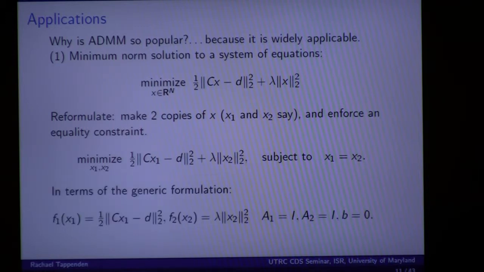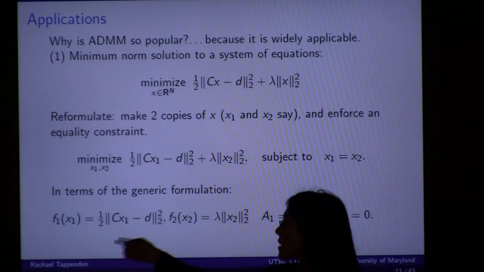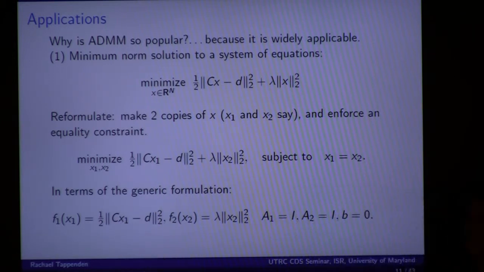Here, in terms of the generic formulation, f1 of x1, we've got two functions, each depending on a separate variable, and then you've got your constraints. So b is 0, and A1 and A2 are the identity matrices. Why is it such a good idea to do this beyond the formal description?